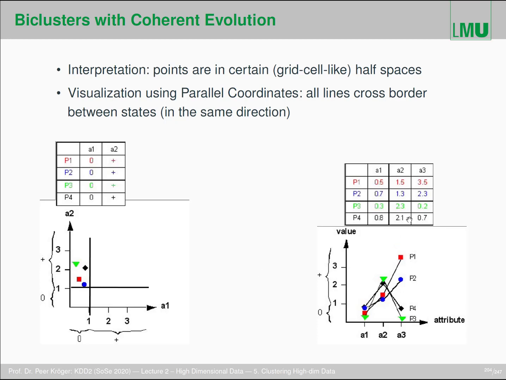And the visualization of the parallel coordinates is in that case, all the lines between all the relevant features cross the border between the states in the same direction actually. So all those here have the same direction, but they need not have the same slope. And here they can be again all over. Some go down, some go up. But here they are all going up, or if there's another participating attribute, they all go down, potentially with a different slope.